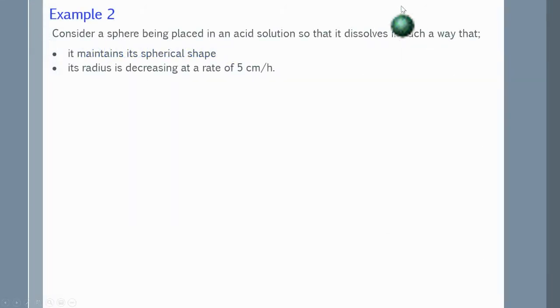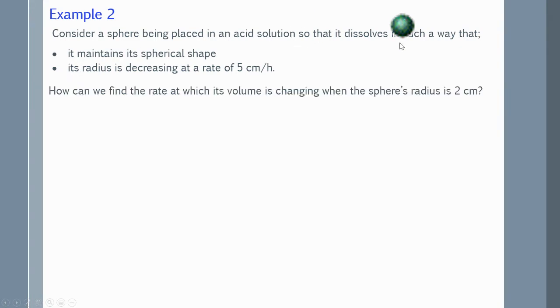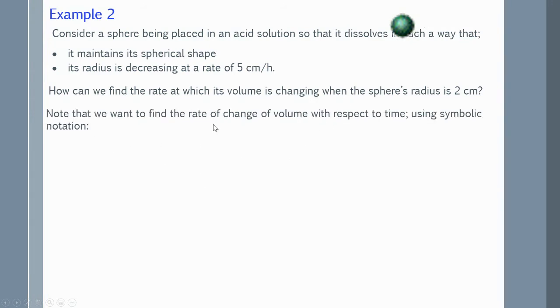Now we have a sphere, and it is dissolving, melting, so it is getting smaller and smaller. And the radius is decreasing at a rate of 5 centimeters per hour. We assume that it still maintains a spherical shape. So we try to find dV/dt when the radius is 2 centimeters, knowing that the radius is decreasing at this rate. Now the rate is negative because it's getting smaller and smaller.